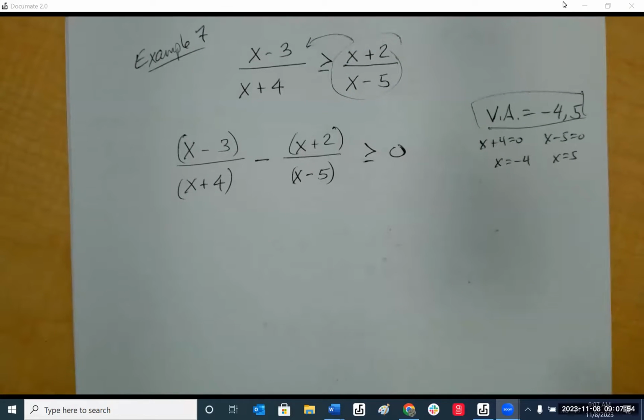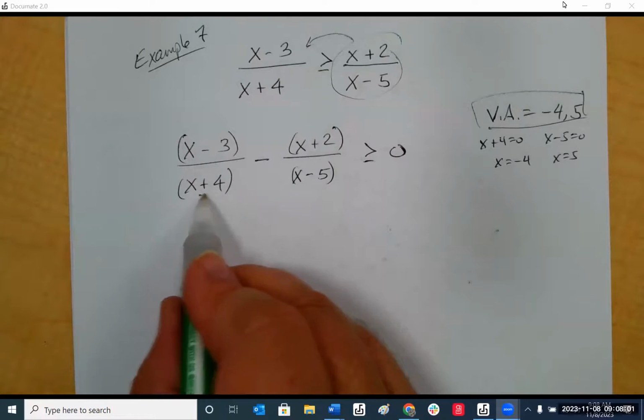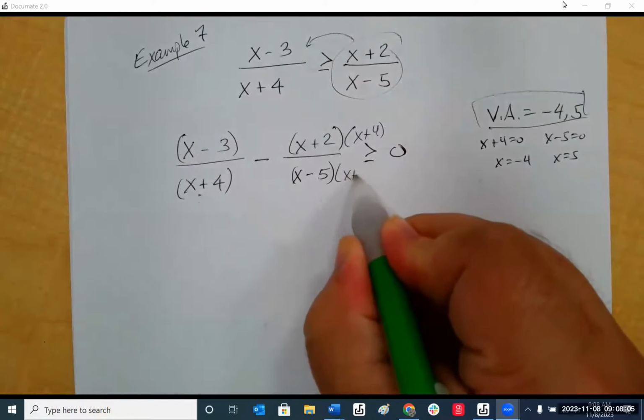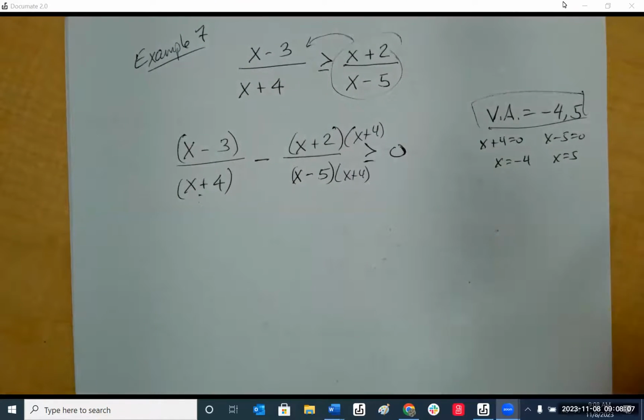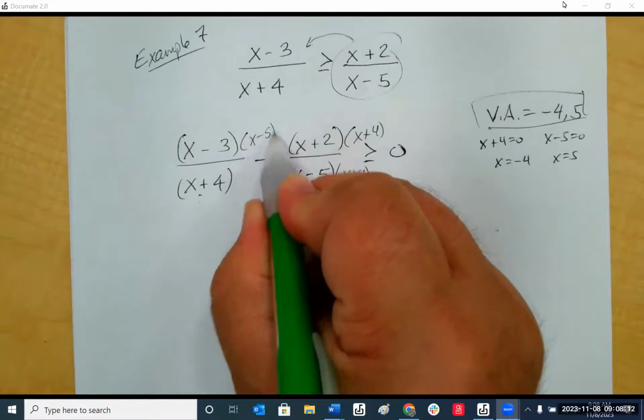Combine them to find our zeros. So this one has an x plus 4, this one needs an x plus 4. This one has an x minus 5, this one needs an x minus 5.